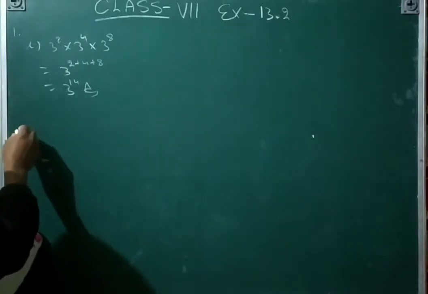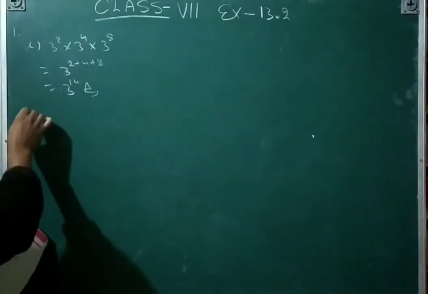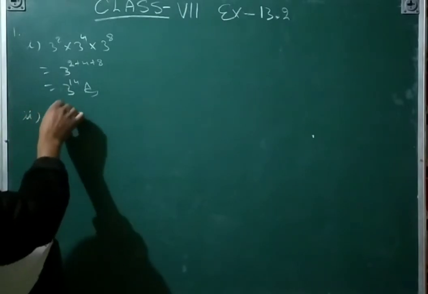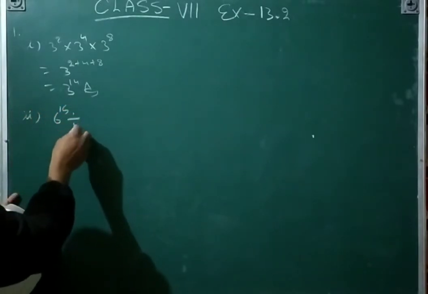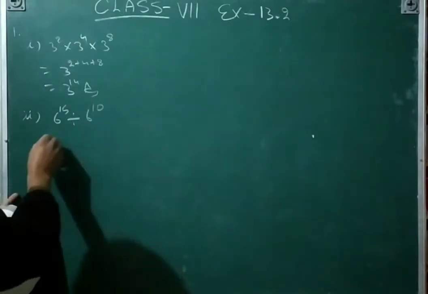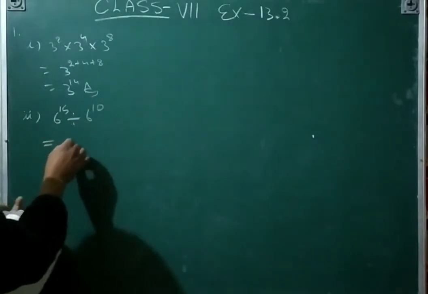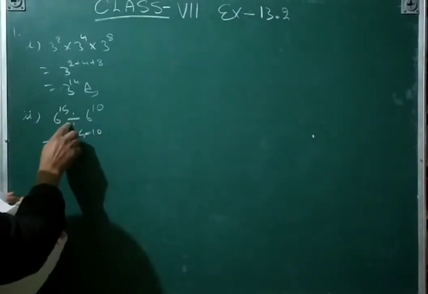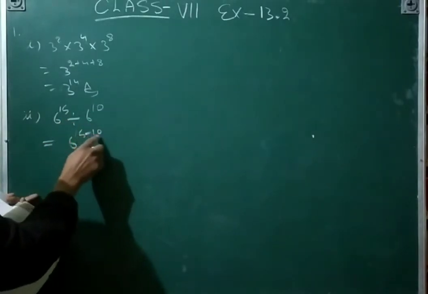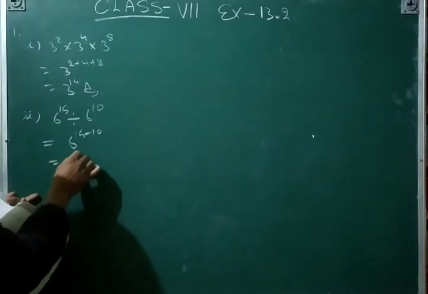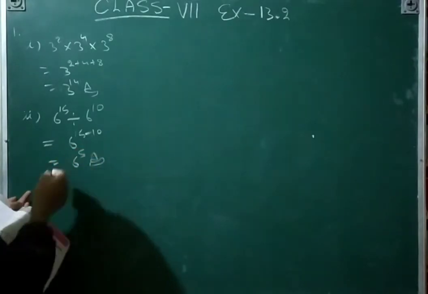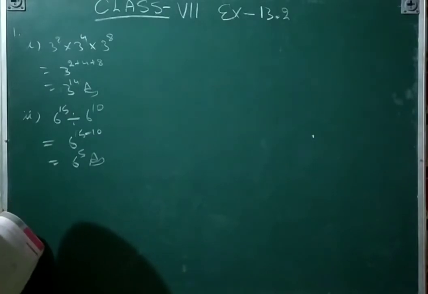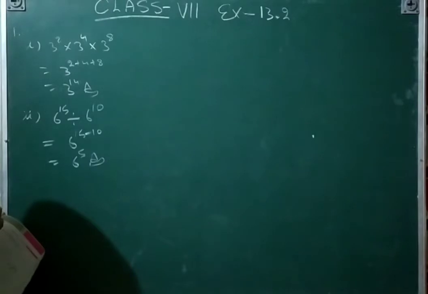And then the second part: 6 power 15 divide 6 power 10. Here the base is the same, so we write the base the same, and then 15 minus 10. If there is a divide, then we subtract the powers. This is the rule. So 6 power 5 is the answer. The third part is the same as the first part, and the fourth part is also the same.